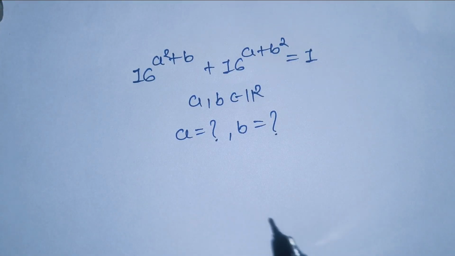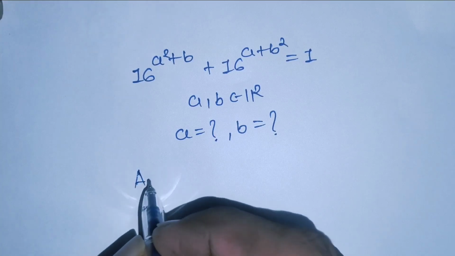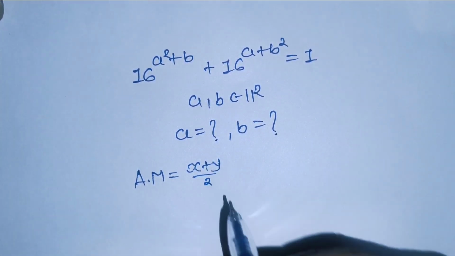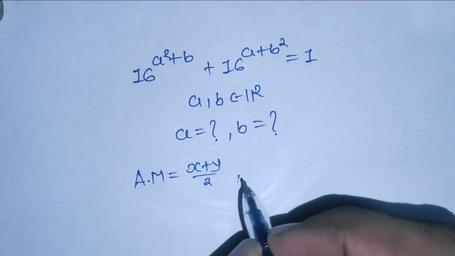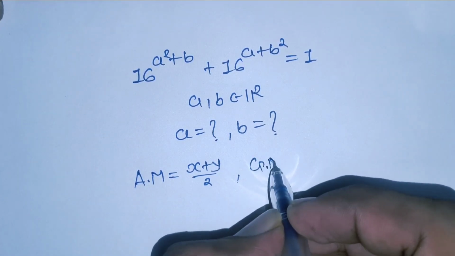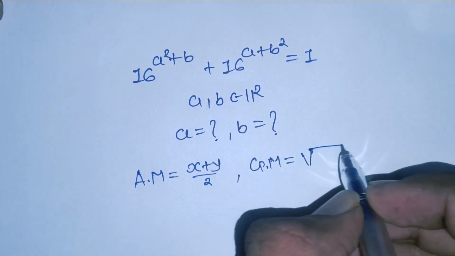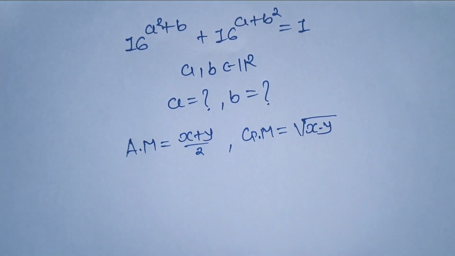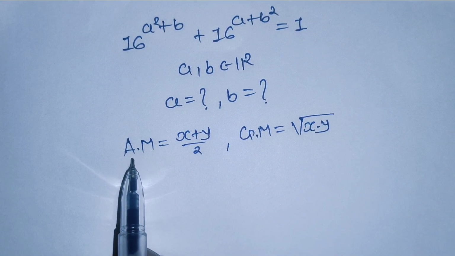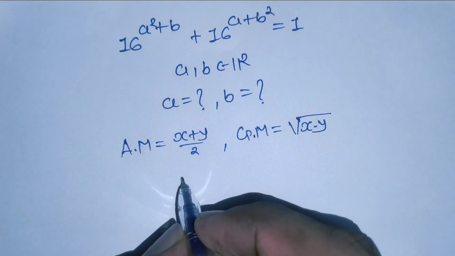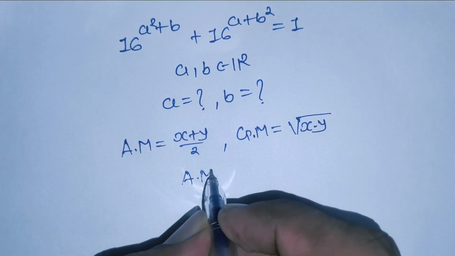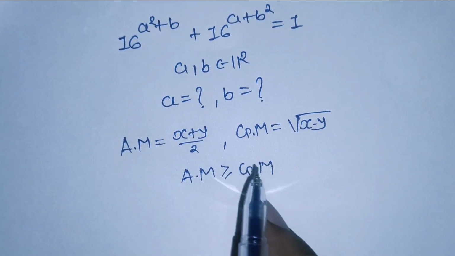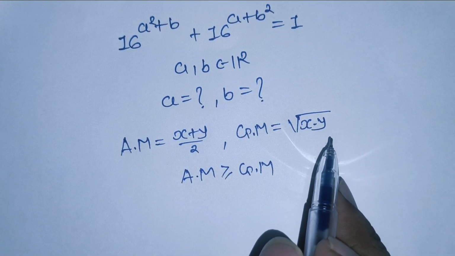What is the arithmetic mean of two positive numbers? The arithmetic mean, AM, of two positive numbers x and y is (x plus y) by 2. What is the geometric mean of two positive numbers? Square root of x into y. And one property, the relation between AM and GM: AM is always greater than or equal to GM, that is, (x plus y) by 2 is always greater than or equal to square root of x into y.